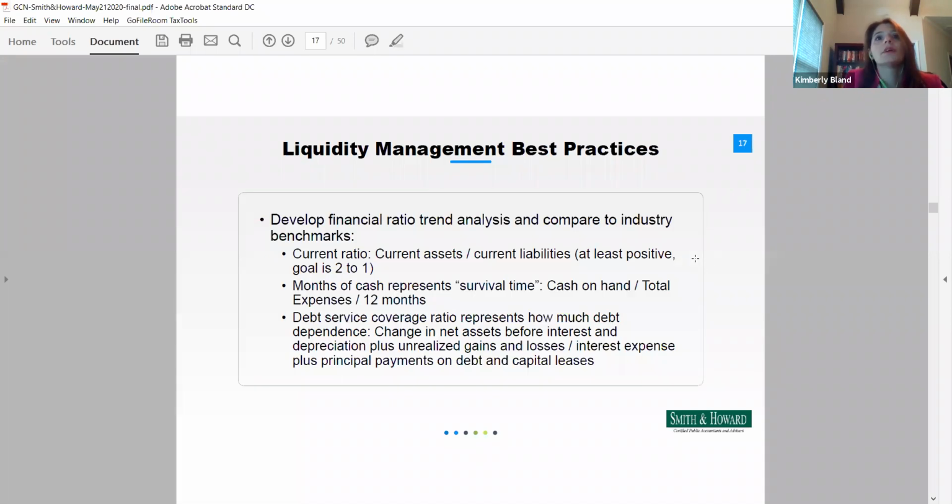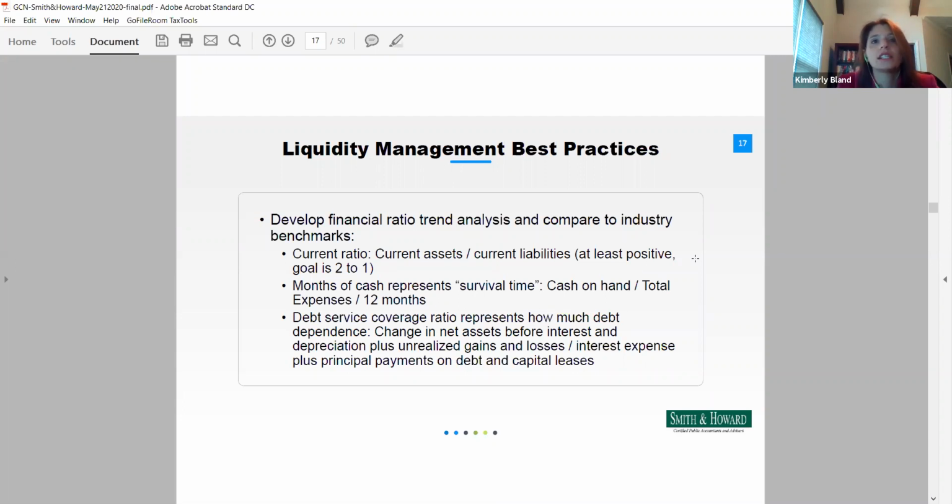On the next tab, liquidity management and best practices. In addition to some cash flow projection scenarios, another way to monitor is to develop financial ratios. These three that I have on the screen right now are good ones for liquidity management: our current ratio, our months of cash on hand, which we call our survival time, and debt coverage ratio.